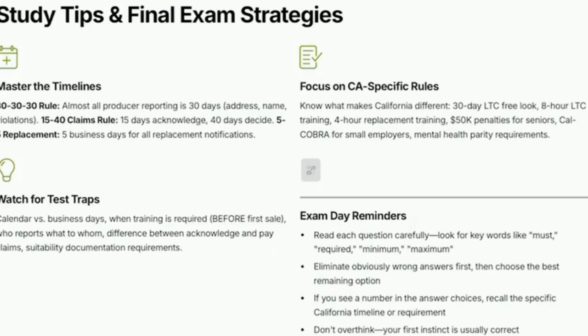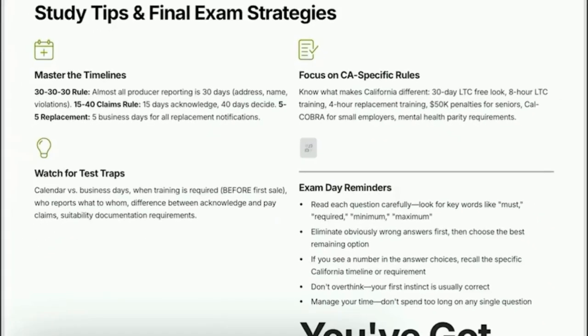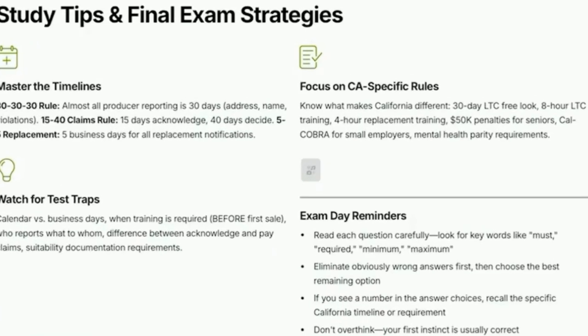Focus on California specific rules. If they made the rule, they're going to want to test you on it, right? So anything that has the name California in it, you may most likely see those ones on the exam.